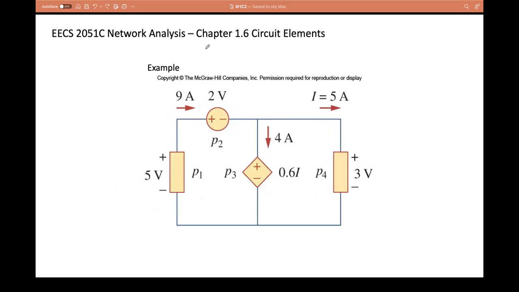Okay, since you said it's all good, here is another example. I want you guys to try solving it first. You will have 5 minutes to calculate P1, P2, P3, P4. Starting now.